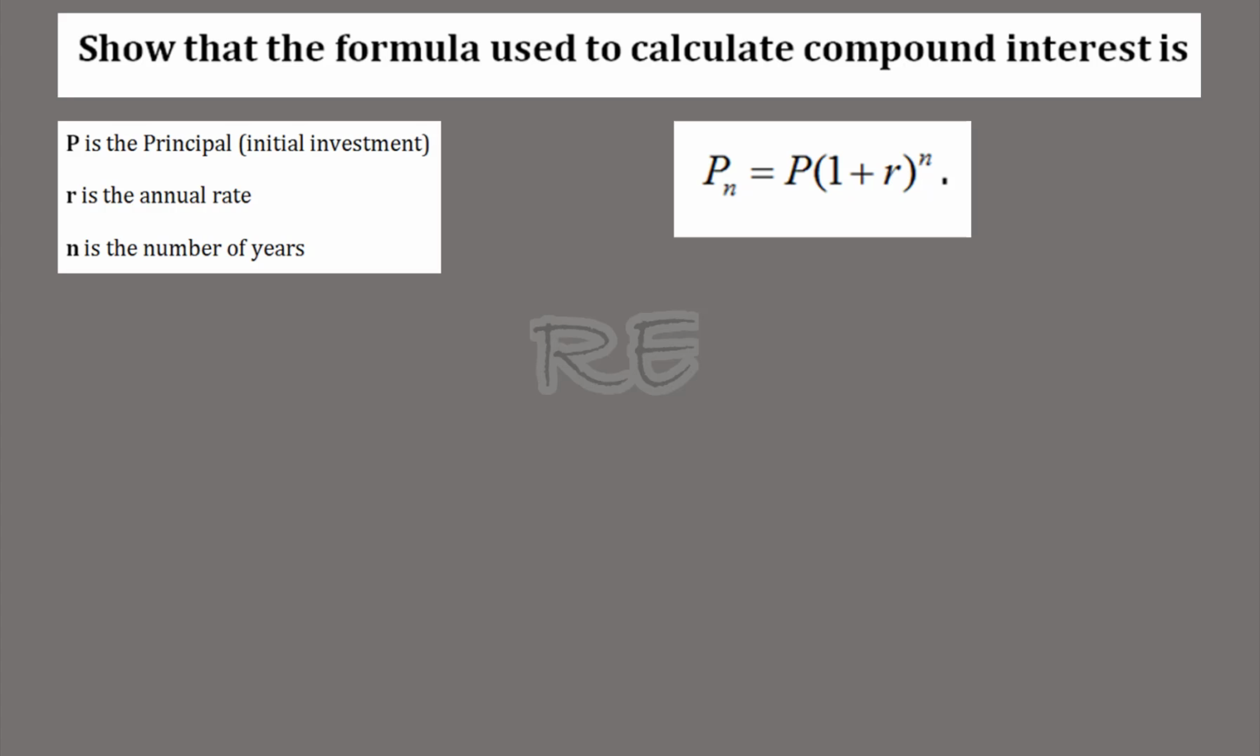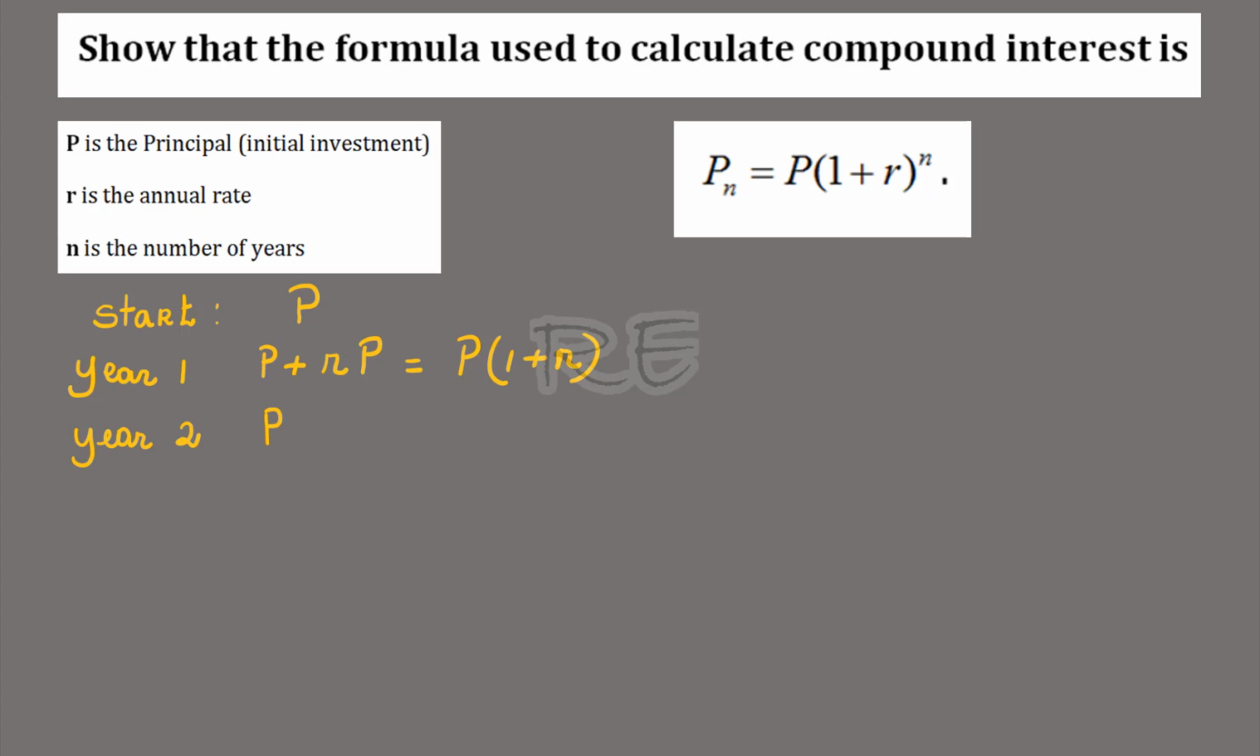We are going to start with an initial deposit P. After the first year, we will have our initial deposit P plus the interest paid on that initial amount, which is RP. Now P is the greatest common factor, and when we factor it out, we have, after the first year, P times 1 plus R.